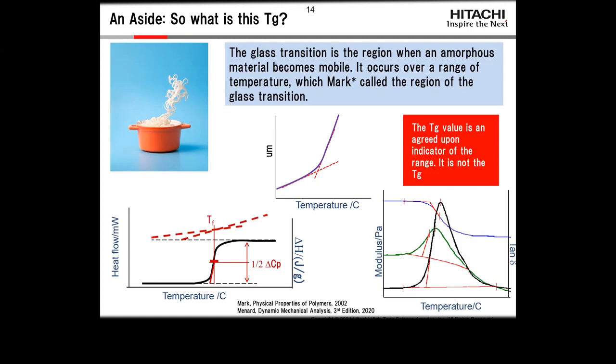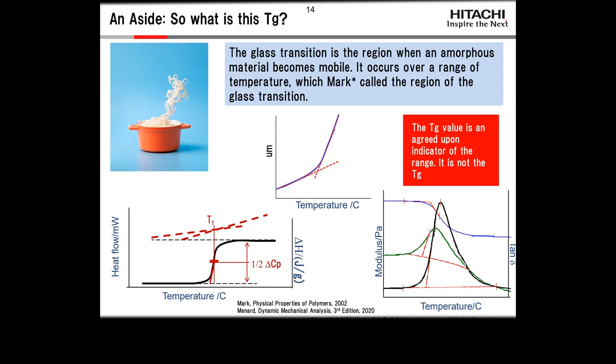So as an aside, let's take a little bit of time to talk about what a glass transition is. This Tg, this glass transition, is the region where an amorphous material becomes mobile, kind of like the way at melting a solid material becomes fluid. The glass transition occurs over a range of temperatures though, and is often referred to by people like Mark, who are polymer physicists, as the region of the glass transition.